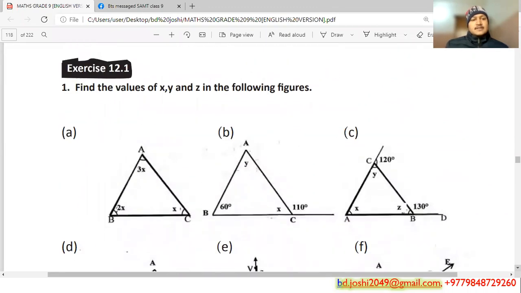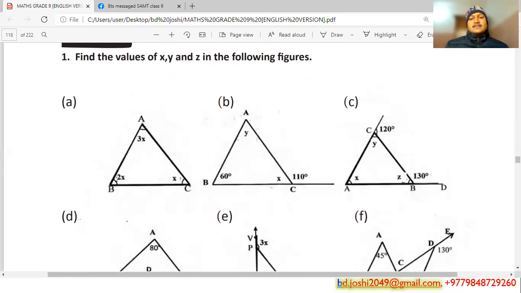And now look at exercise 12.1. Are you observing this exercise? Yes, sir. So in this exercise, I think there is no problem. This is just revision of the exercise, similar questions which we did in grade 8 also, isn't it? Yes. Are you observing the questions? Yes, sir. In question number 8, it is said to find the values of x, y, and z in the following figures.